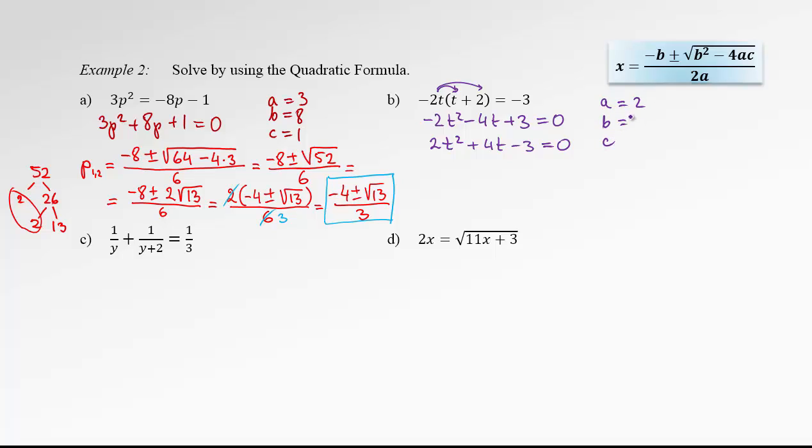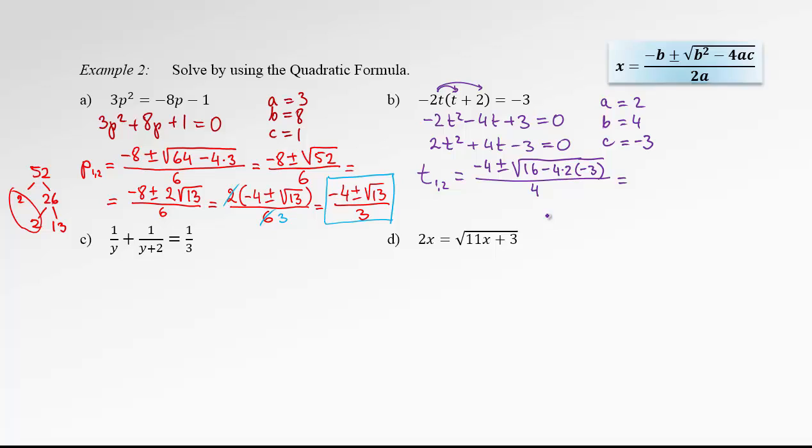Our a is 2, b is 4, and c is negative 3. We need to write the numerical coefficients with their signs. The signs are very important. So the solution t, either 1 or 2, is negative b, so it's negative 4, plus minus square root of b squared, which is 16, minus 4a, which is 2, times c, which is negative 3. Everything over 2 times a, which in this case is 4.